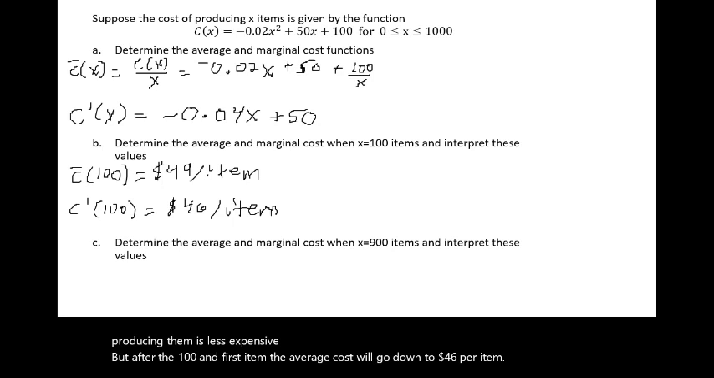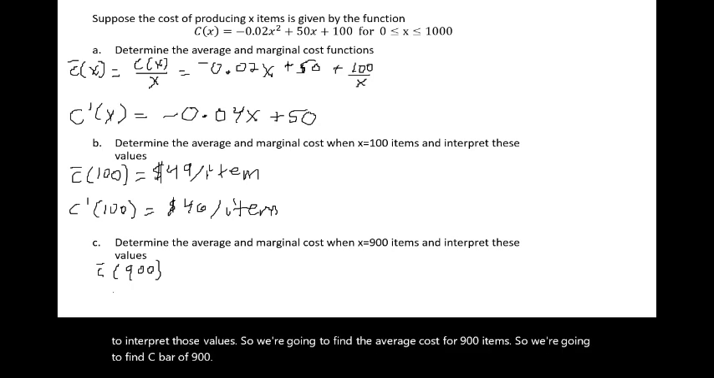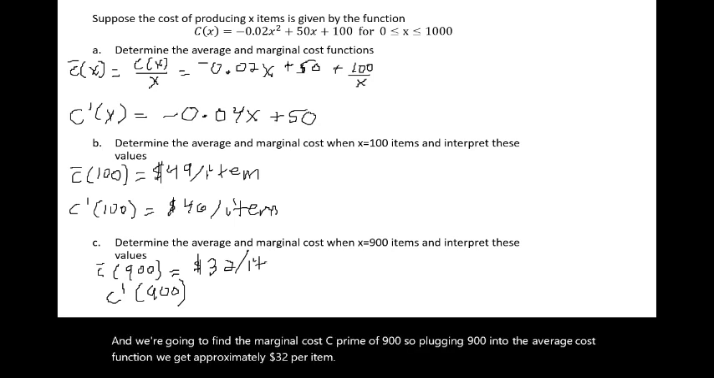So we're going to do that again when x equals 900, and we're going to interpret those values. We're going to find the average cost for 900 items, C bar of 900, and the marginal cost, C prime of 900. Plugging 900 into the average cost function, we get approximately $32 per item. And then plugging 900 into the derivative, or the marginal cost, you're going to get $14 per item.